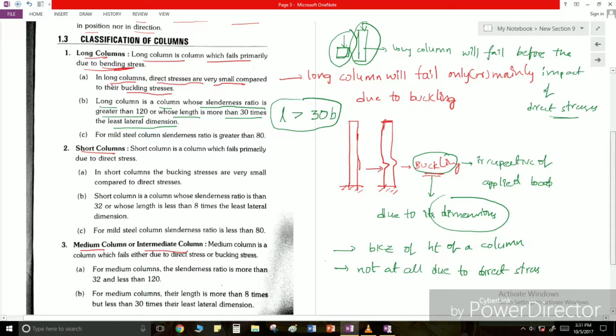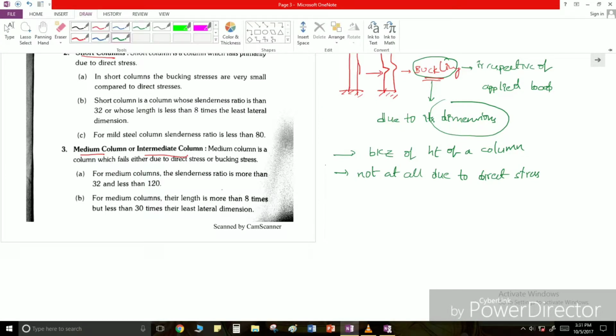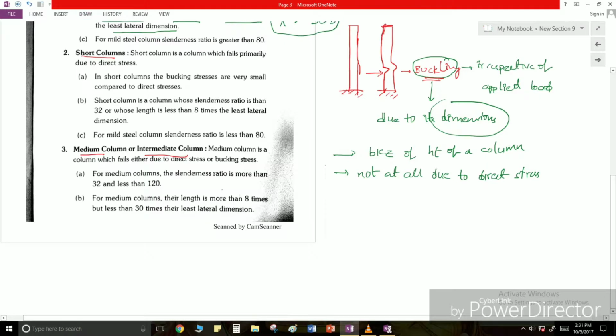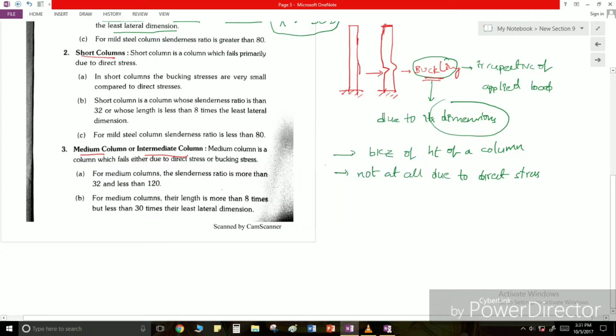Okay. What is slenderness ratio? Very, very important. By the name itself, slender means something related to length. I will write here: slender means related to height or length.